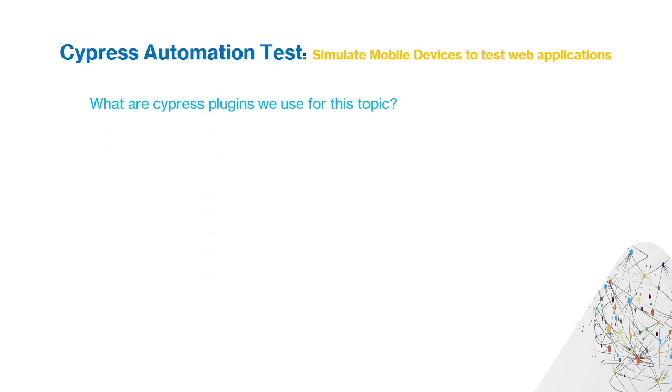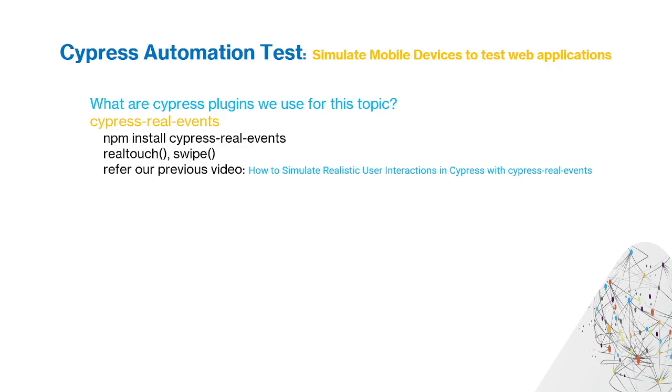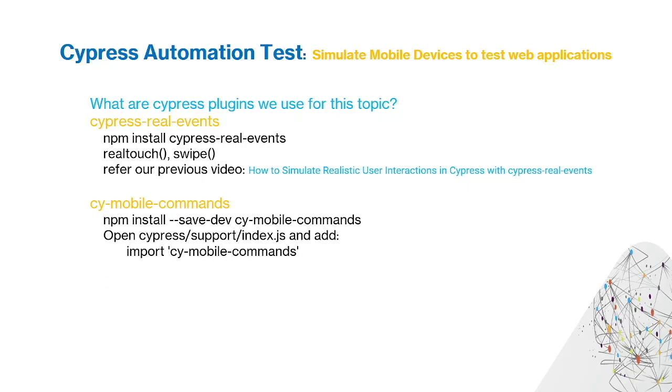So what Cypress plugins do we use for this topic then? Well, first we use Cypress Real Events. We can install it using npm. We also use Cypress Mobile Commands, which we also install using npm like this. And this is how we import it as well.